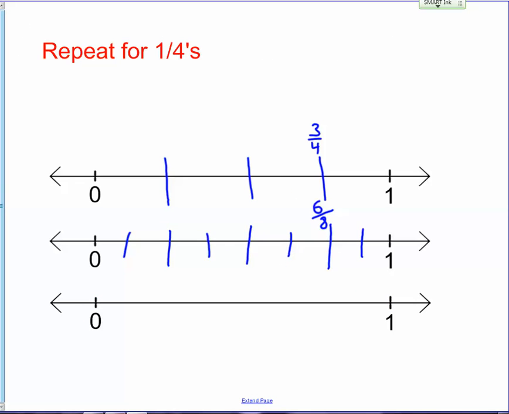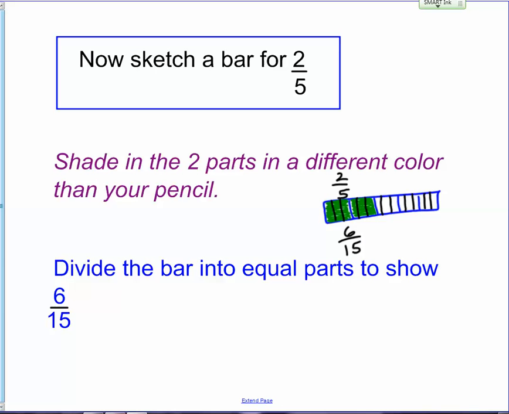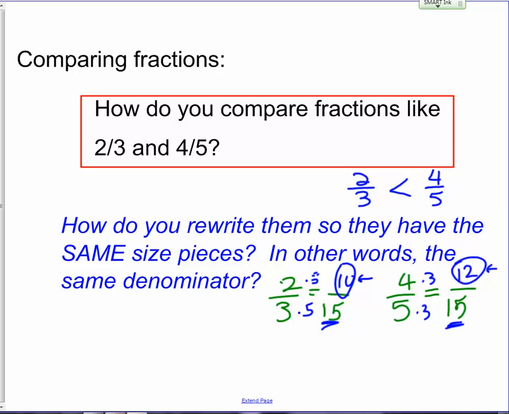And we did the same thing with fourths on a number line. And then I had you make your own fraction bar for 2/5, and so you broke a bar into 5 equal parts. You can see with the blue lines, and then we shaded 2 of them, and then you had to divide the bar into equal parts to show 6/15. So most of you did a great job with this. You just broke each fifth into 3 equal parts, and now we can see that 6/15 is the same amount shaded as 2/5. And then we compared fractions.